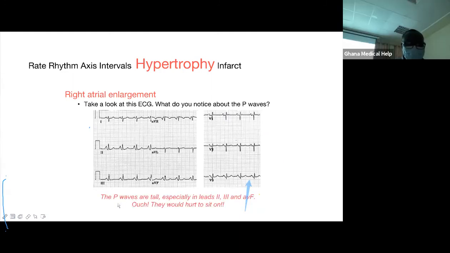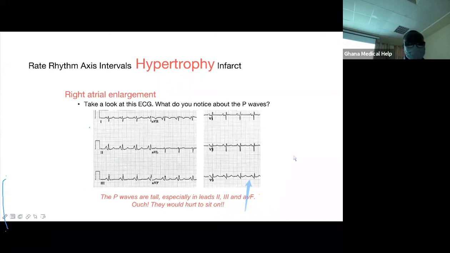So like we said, the P waves are tall. Thank you, Dr. Amina, for that great lesson. Especially in lead 2, she saw it very prominent, but I was adding that you can see it in lead 3 as well, and even in aVF. Typically, they say if you sit on those P waves, they'll definitely hurt you. They are as pointed as possible, like you can see over there. So that's all about right atrial enlargement.